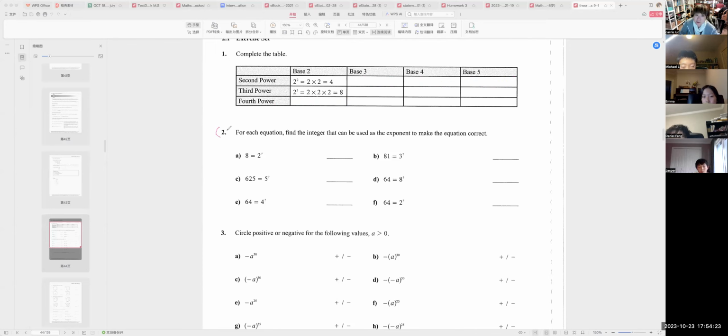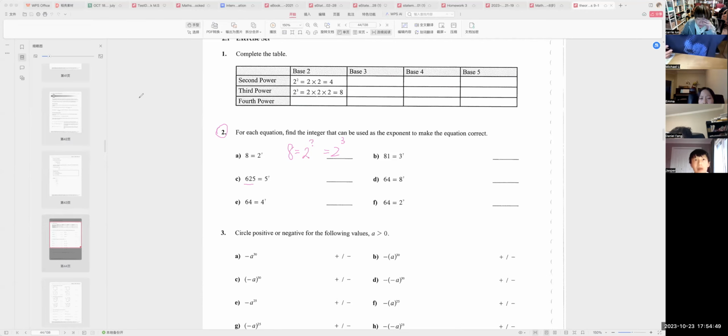Let's take a look at number 2. This is something I want you to spend your time on. 8 equals 2 to the power what? This question is pretty easy, Michael, right? 8 equals 2 to the power 3. A lot of students know how to do it just by looking. But if I give you a bigger number like 625 equals 5 to the power what?